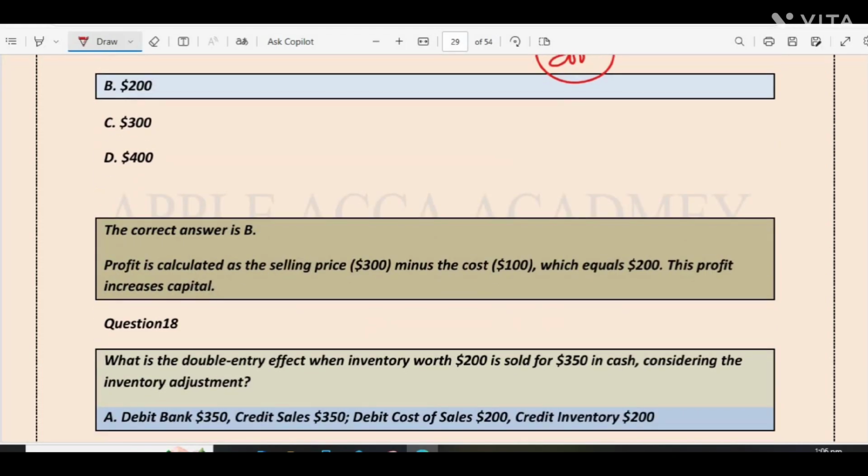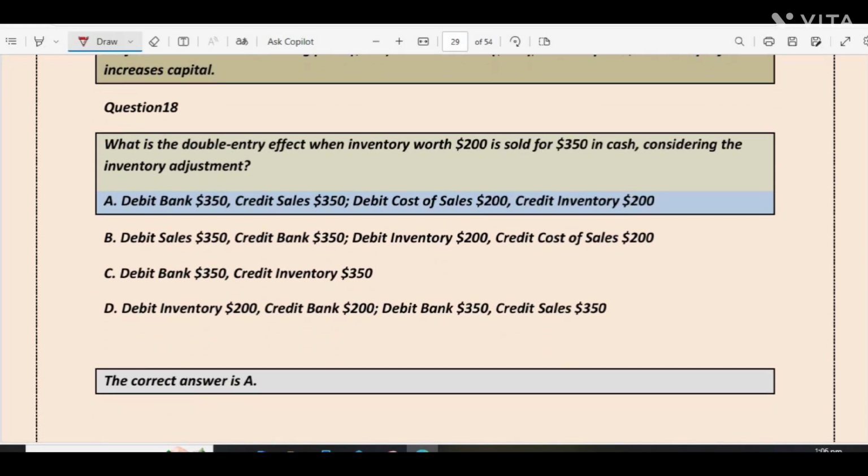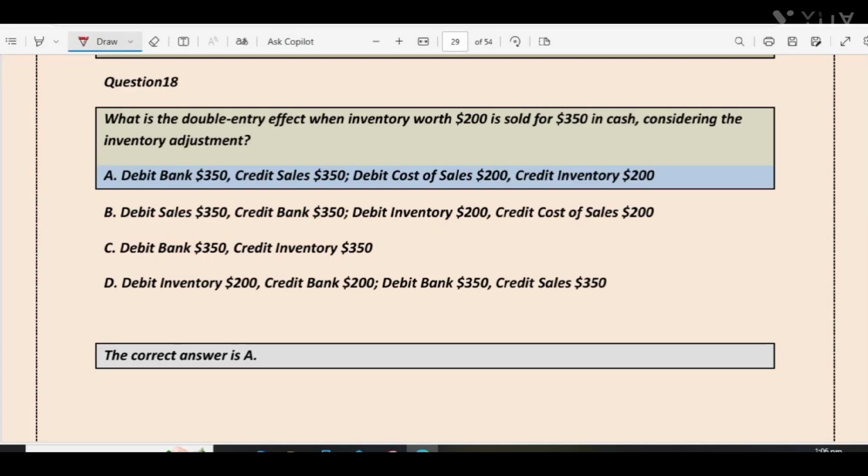Now 18. What is the double entry effect when inventory worth this amount is sold for this amount? 200 is the worth of the inventory, and you sell it for 350. Now you debit bank by this amount because you are getting the money. Your credit sale also increases by this amount. Now also debit cost of sale. The cost of sale is the actual cost, and inventory will also be reduced by this amount. This is the actual entry that you have to know when you are selling something at a price of 350 and it's worth this amount.